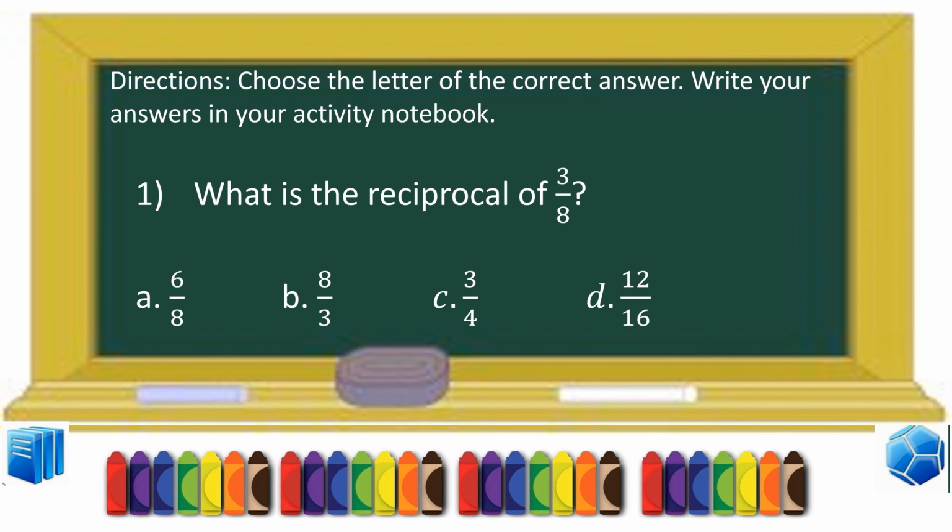Before we start, let's try to answer the following. Directions. Choose the letter of the correct answer. Write your answer in your activity notebook. Number 1. What is the reciprocal of 3/8? A. 6/8, B. 8/3, C. 3/4, D. 12/16. Very good. The answer is letter B, 8/3.